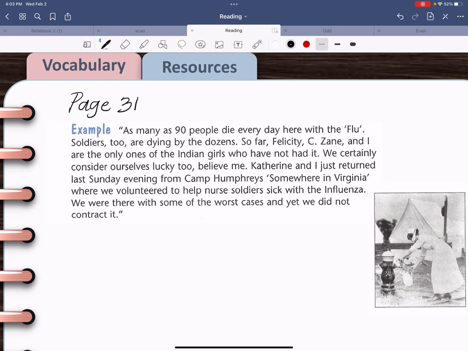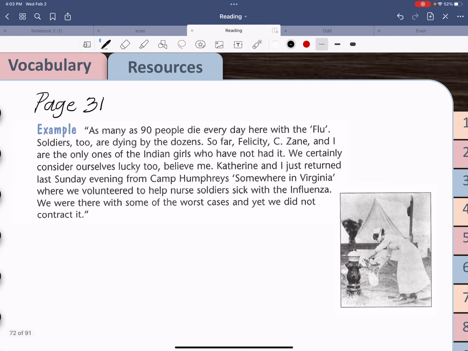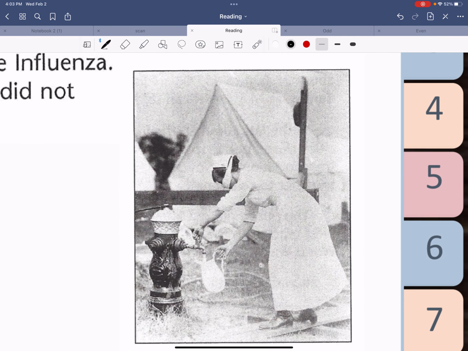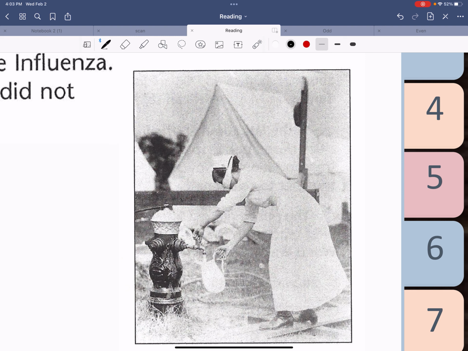So let me go back to my passage, and I did remember to get the picture here. So this is Lucient at a water pump. You can see that she's wearing the mask. Look at the tents behind her. Those were the living quarters at the time. Look at her uniform. That gives you a clue about the time period. Even the shoes give you a clue about the time.